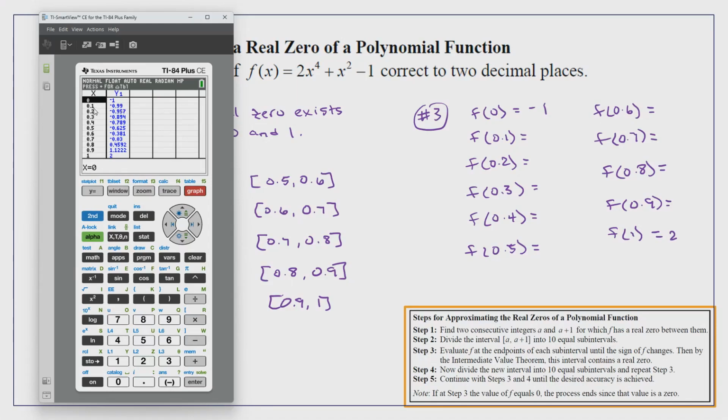So you will write out all of the answers on your notes for all of these values. And then we'll be able to identify where the sign changes. And so in just looking here at this table, I see that the sign changes between 0.7 and 0.8. Okay, 0.7 and 0.8. Thus, I know that my 0 is going to exist between those two values, and I can then continue on to step number 4.